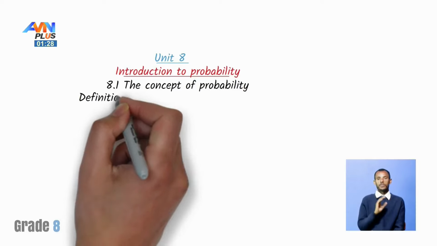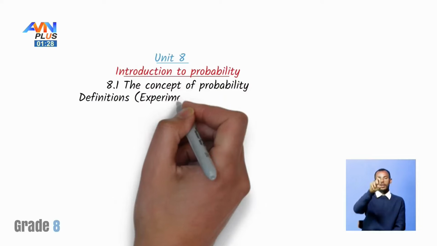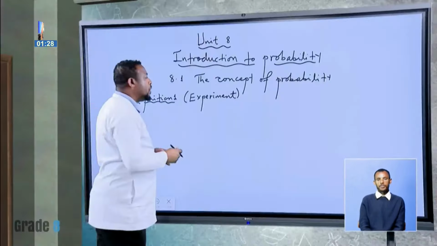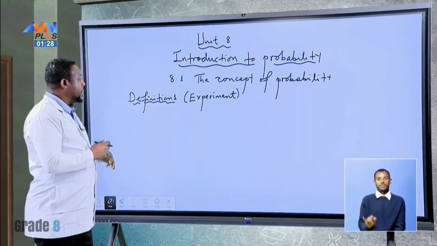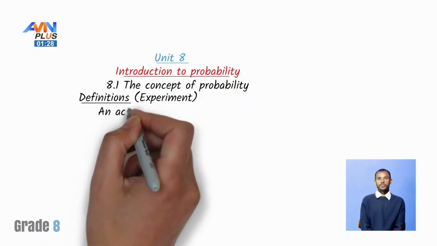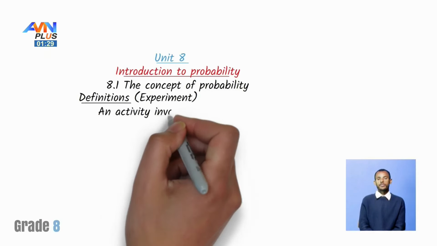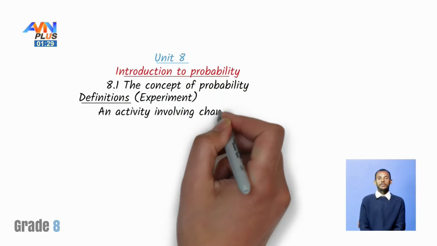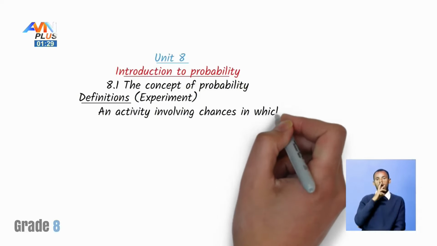Our first definition is about experiment. So what do we mean by experiment in the probability concept? An activity involving chances in which results are observed.